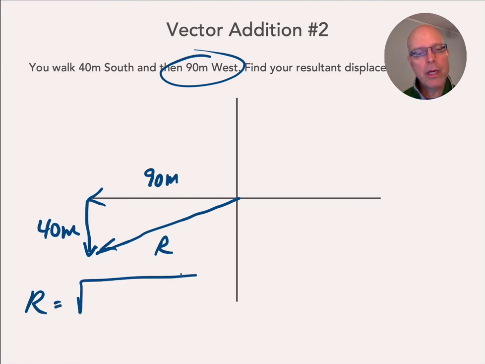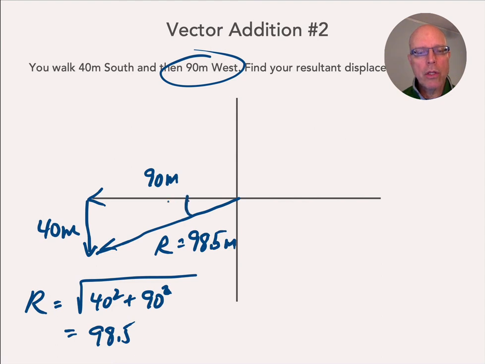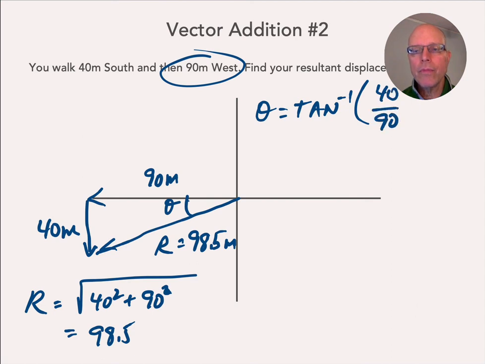The resultant here is going to equal the square root of the other 2 sides squared. And this one turns out to be 98.5. So that's my 98.5 meters. And then I'm going to go ahead and get an angle on the inside right here. So angle theta is equal to tangent to the minus 1 of opposite over adjacent, of 40 over 90. And that turns out to equal, let's go ahead and get it, 24 degrees.